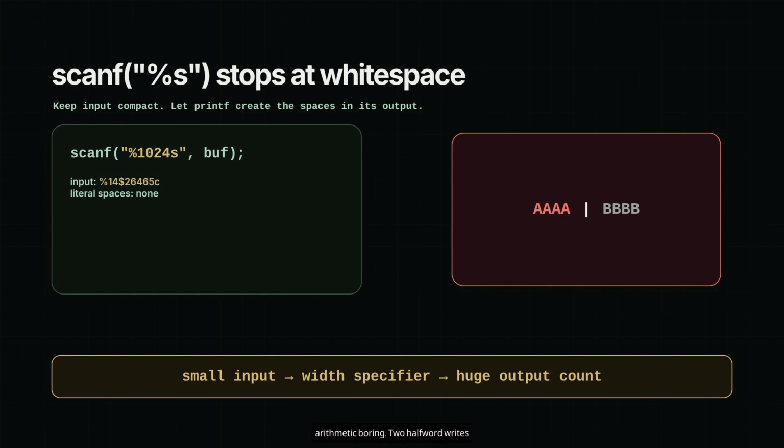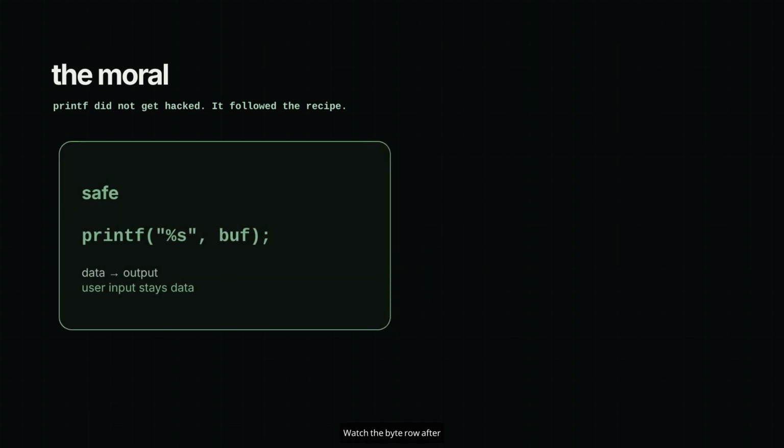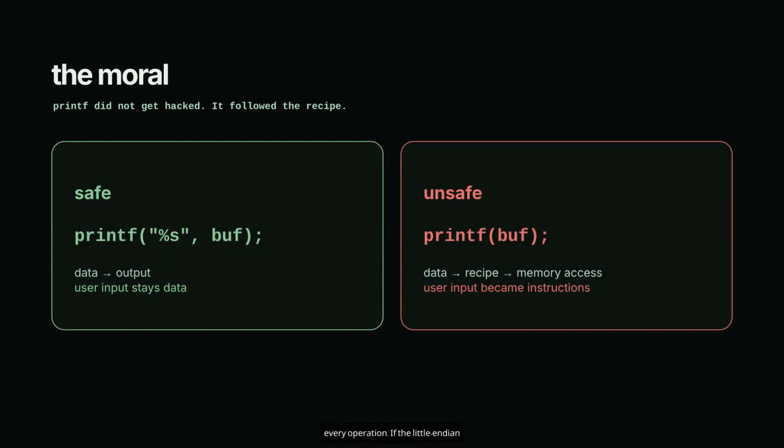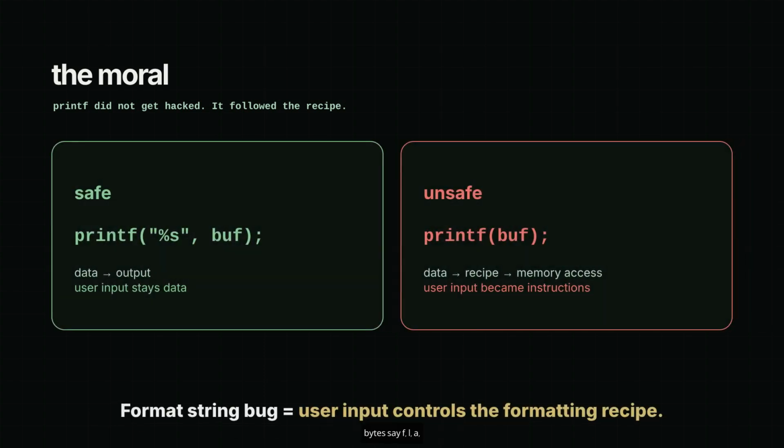Two half-word writes are easier to reason about than one giant integer. Write the smaller half first, then add only the difference before the second write. Watch the byte roll after every operation. If the little endian bytes say FLAG, the integer comparison will see the value the branch expects.